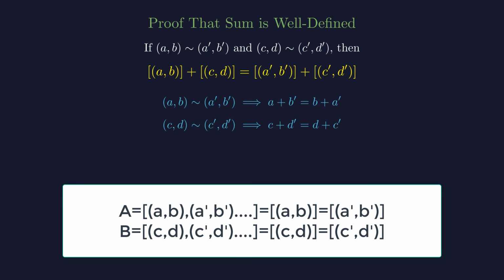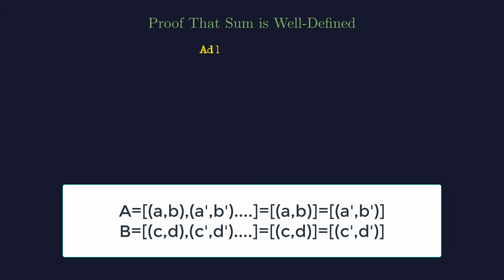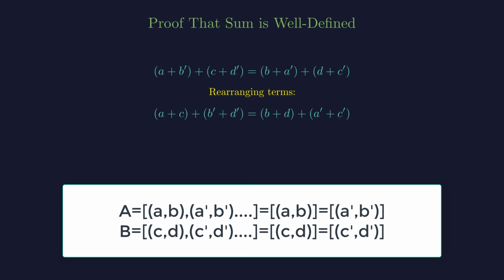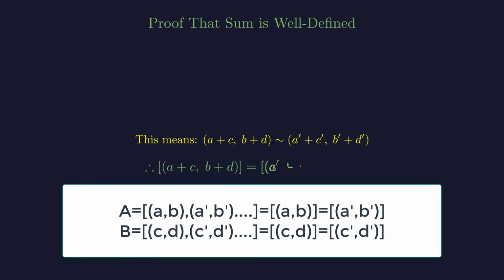Then the sum of the two classes (A, B) and (C, D) is equal to the sum of the classes (A', B') and (C', D'). This means the sum of two equivalence classes is independent of the representation of the classes. If the sum of two equivalence classes is different from the sum of the equivalence classes represented by different members of the respective classes, then the addition is not well defined.